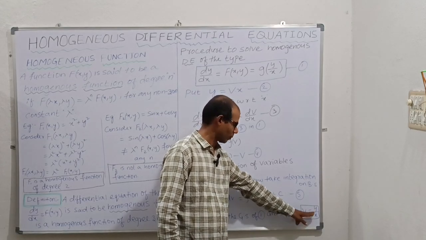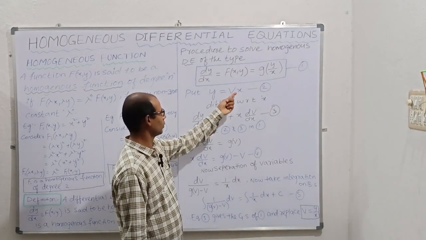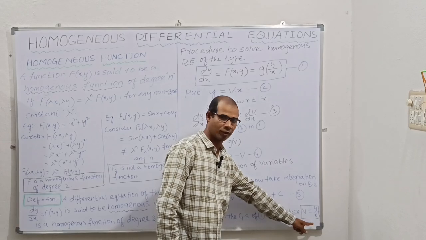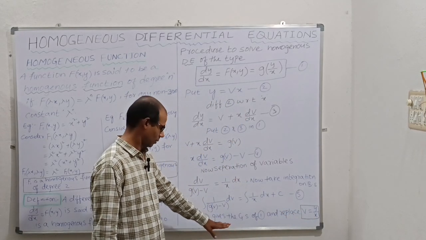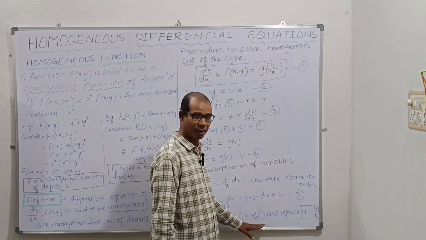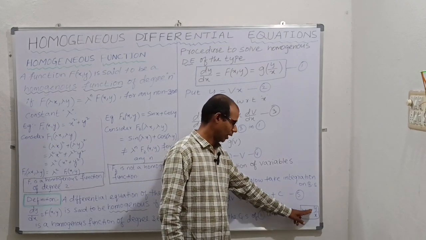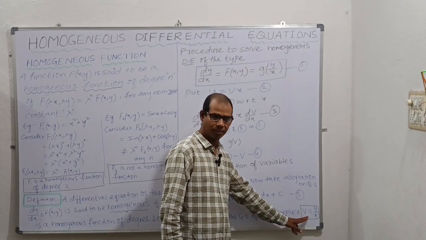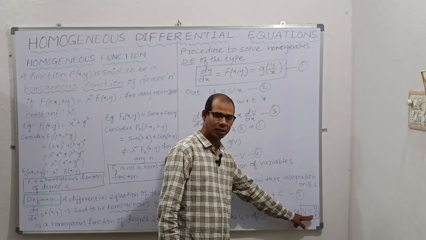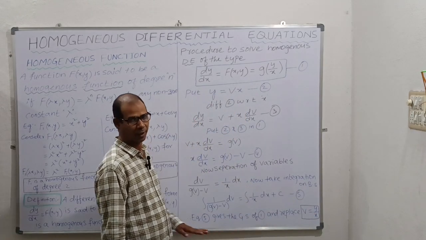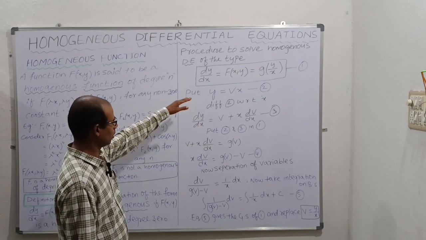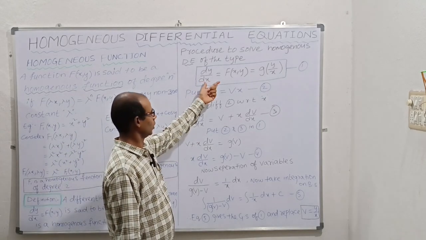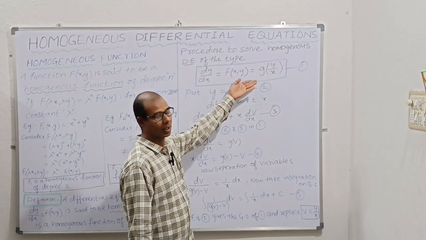Put v is equals to y upon x. So from here v is equals to y upon x. So v is equals to y upon x सब्स्टिट्यूट करना चाहिए लास्ट स्टेप में हमको. जनरल सॉल्यूशन जो है ना v में आएगा, उसको हम लोग x एंड y में चेंज करना है, उसको v के प्लेस में y upon x सब्स्टिट्यूट करना चाहिए. Then we will get the final solution, right? So this is the procedure to solve the differential equation, homogeneous differential equation of this type.